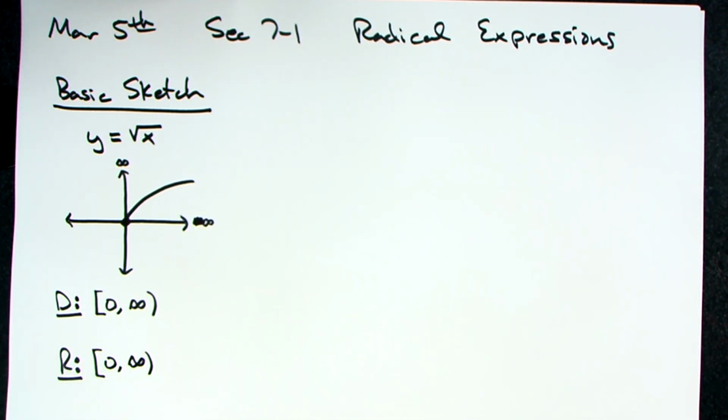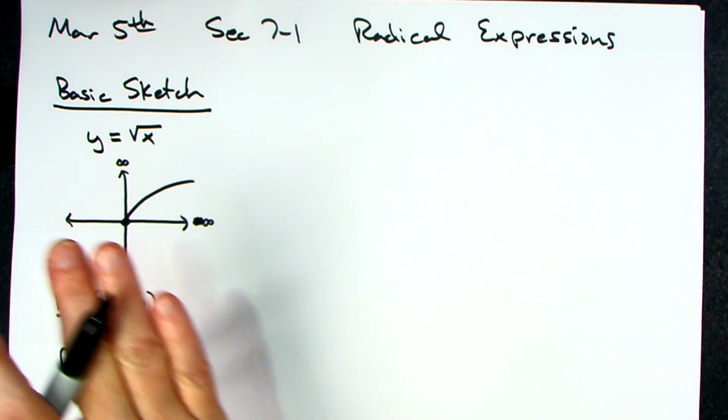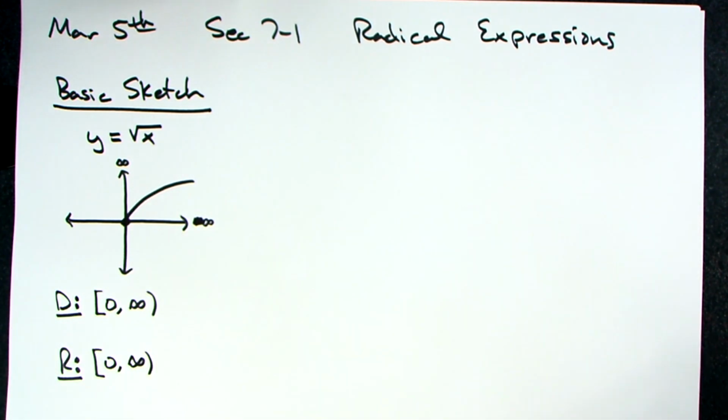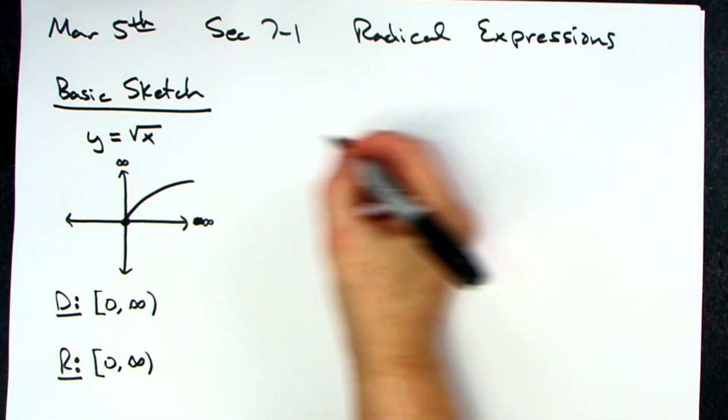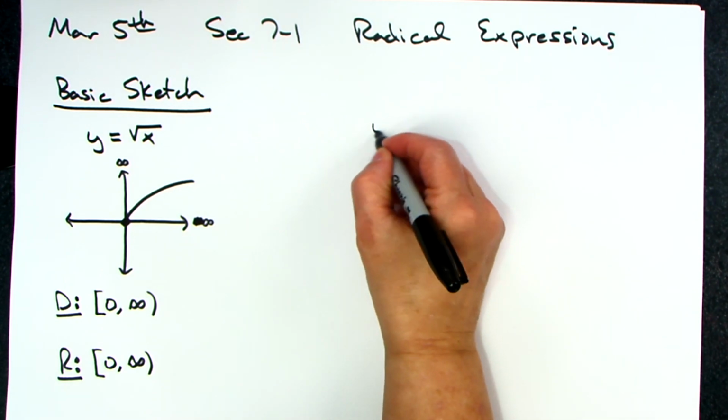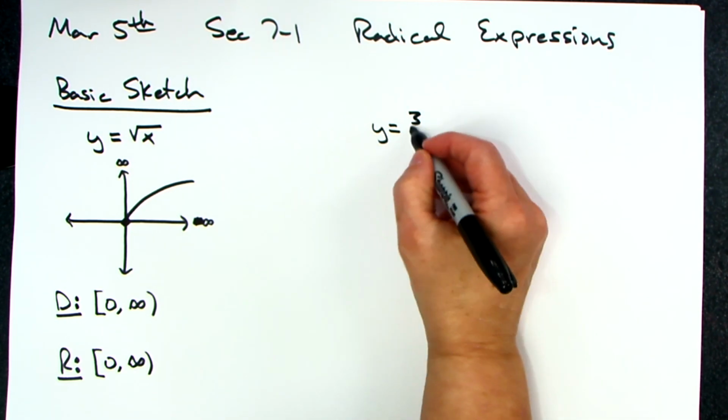So that's kind of a review from 104, but every now and then they will ask you for domain and range randomly. Now, we're going to do a lot of square roots. We'll do some cube roots. We'll probably even do some fourth roots. Since we're doing basic sketches here, let's look at the basic sketch of the cube root of x.